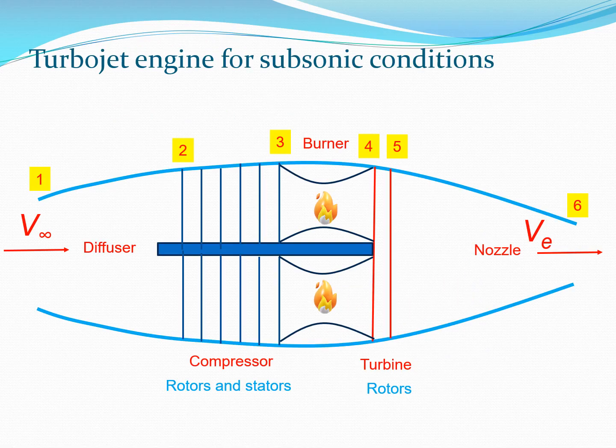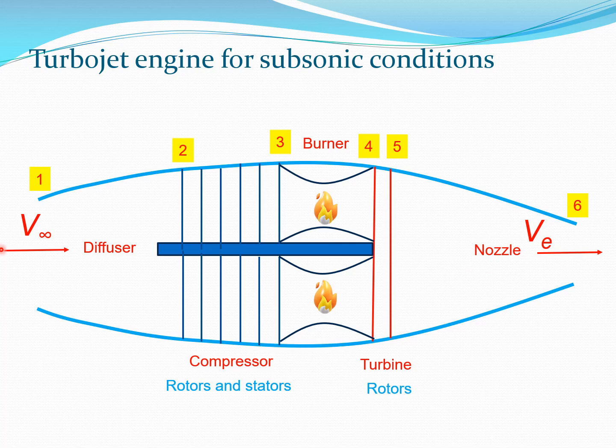Now, let's look at the first type of jet engine, which is, I would say, the most fundamental or basic or classical jet engine, and that is the turbojet. If we look at the turbojet for typical subsonic conditions, we have a system like this. Essentially, we have the components diffuser, compressor, burner, turbine, and nozzle. These are the main components of the turbojet.